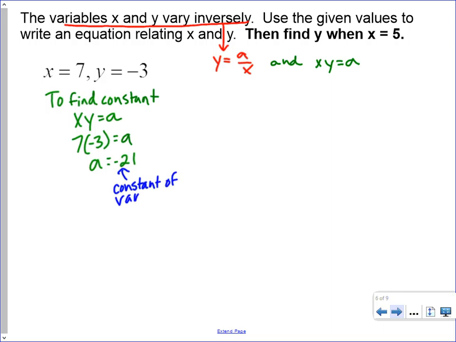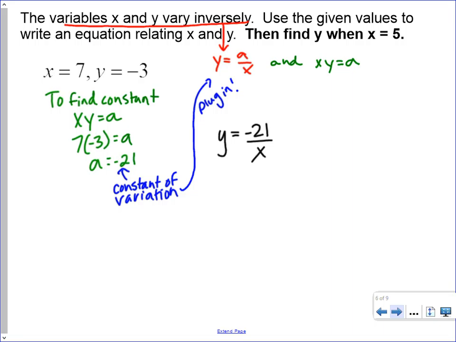Now I just need to plug it in, and that will give me my equation that relates x and y. So I would have y equals negative 21 over x. If you're writing an equation to relate x and y, x and y need to be left as variables. So we want to plug in for a and leave x and y alone. That's a great method to use.